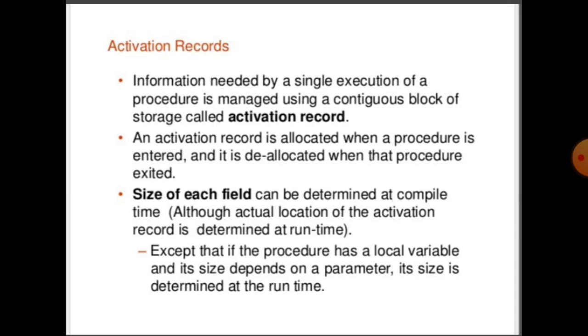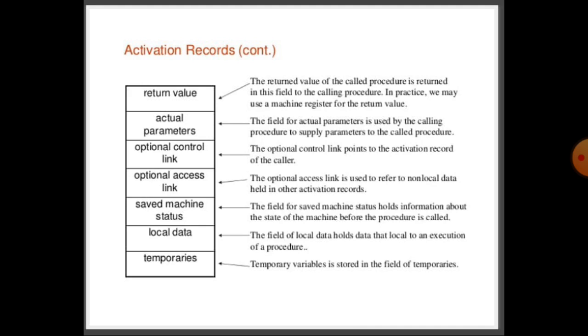The size of each field can be determined at compile time, although the actual location of the activation record is determined at runtime. Except that if the procedure has a local variable and its size depends on a parameter, its size is determined at runtime. And here, the contents of activation records. The contents of activation records are return value, actual parameters, optional control link, optional access link, saved machine status, local data, and temporaries.